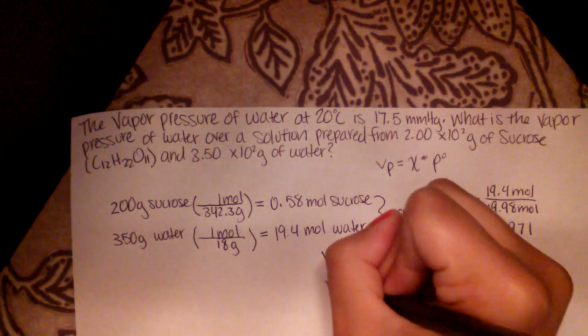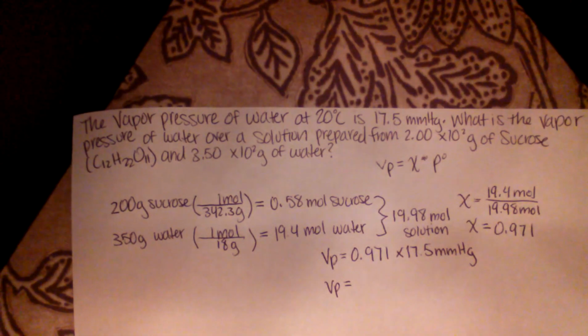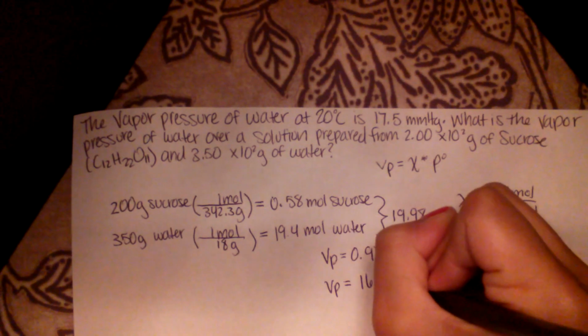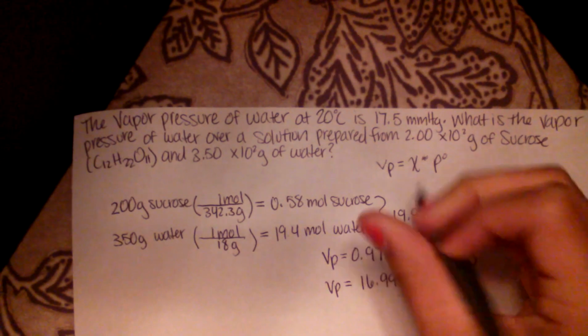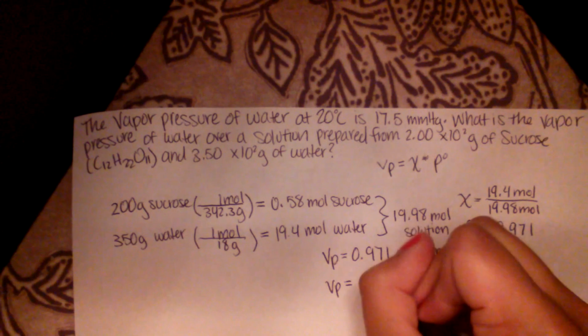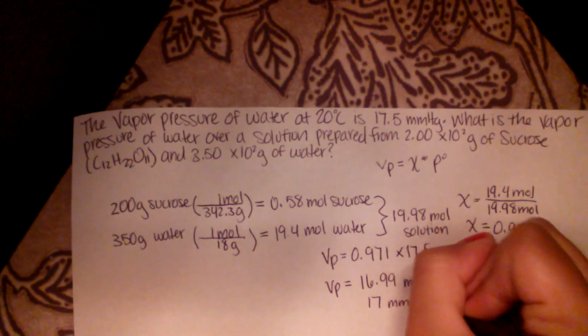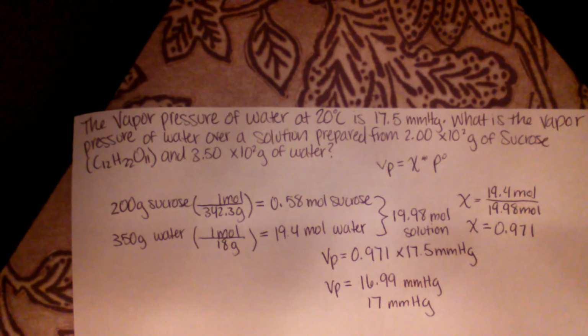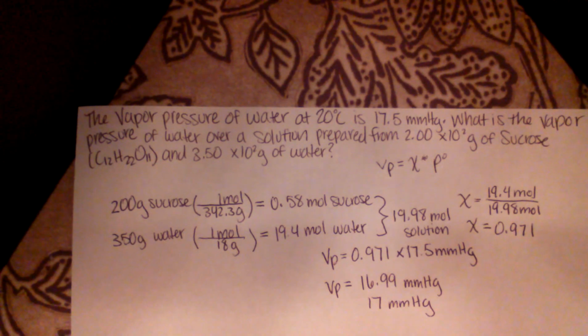And basically just put it in your calculator and you will get a value of 16.99, or you can just round that to 17. And that is the vapor pressure of water over the solution.